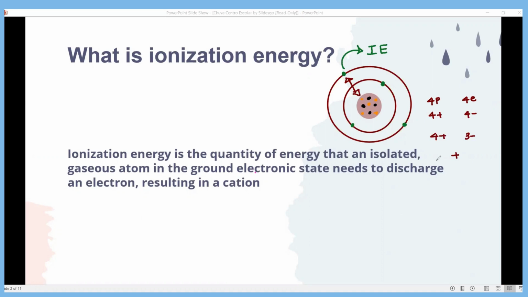In that case, using this ionization energy, when one electron is removed, it will result in a positively charged ion, which is called a cation, and a negatively charged ion is called an anion.